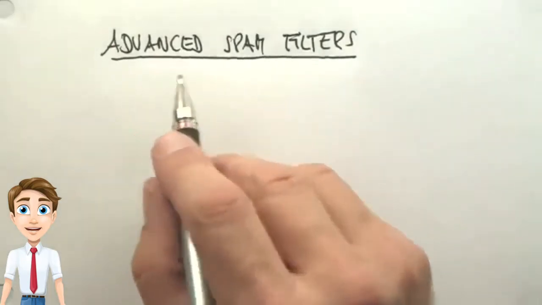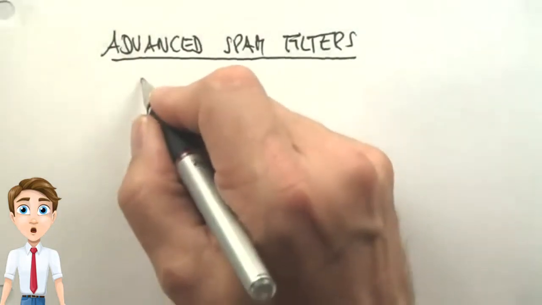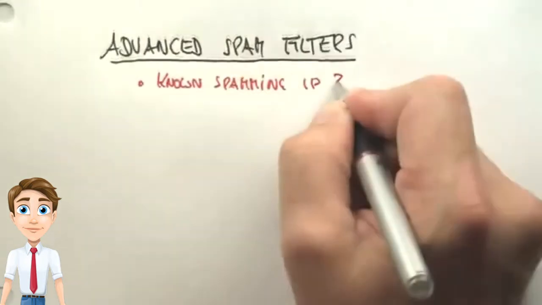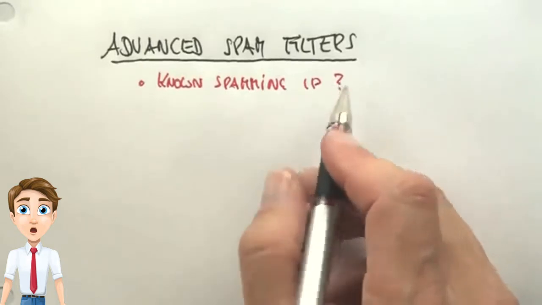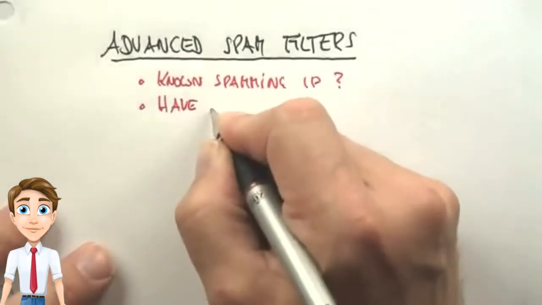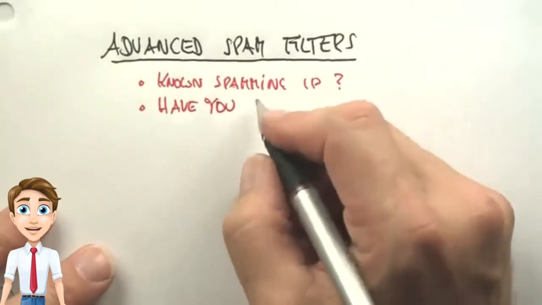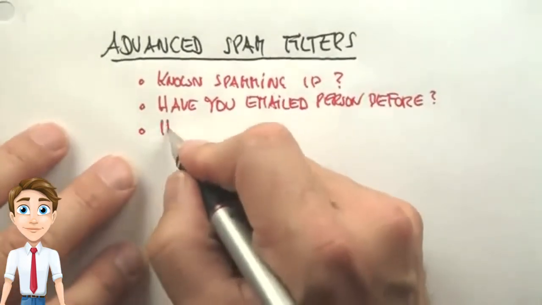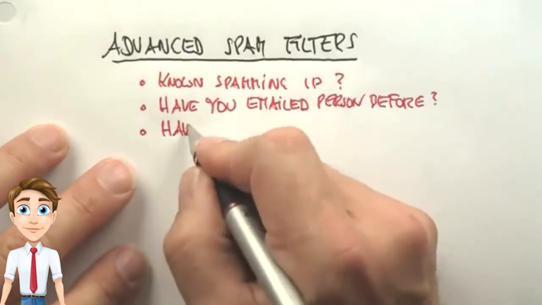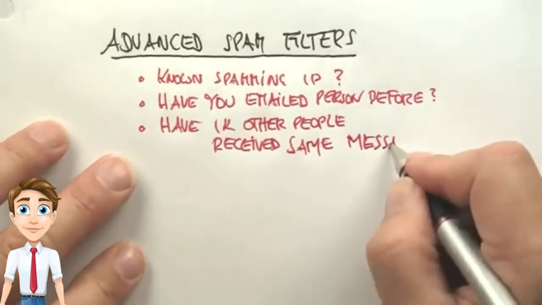So here are features that you might consider when you're writing an advanced spam filter. For example, does the email come from a known spamming IP or computer? Have you emailed this person before? In which case it's less likely to be spam. Here's a powerful one. Have 1,000 other people recently received the same message?